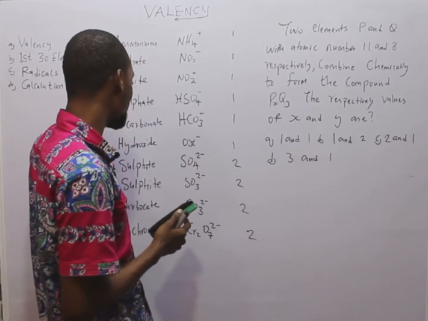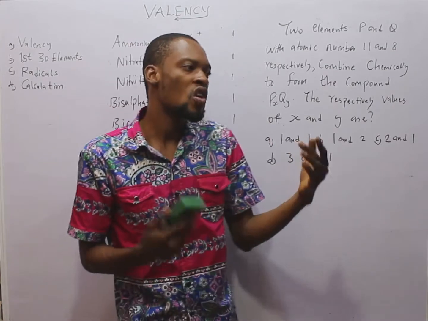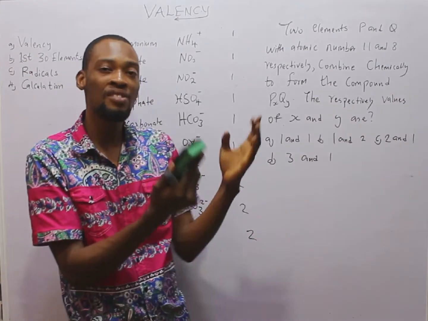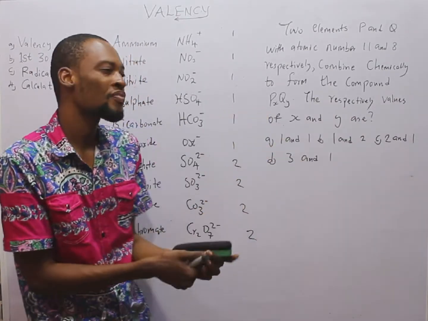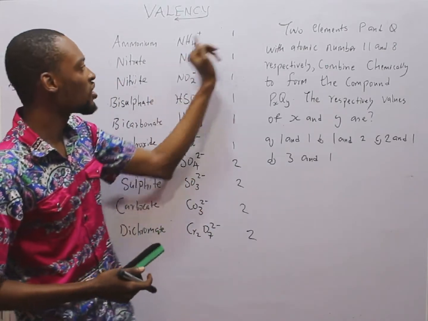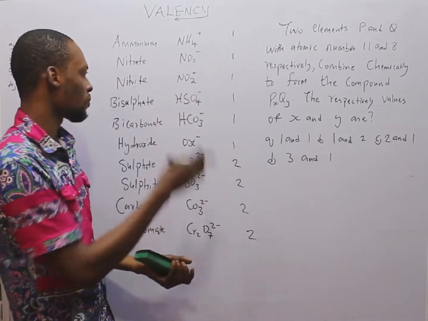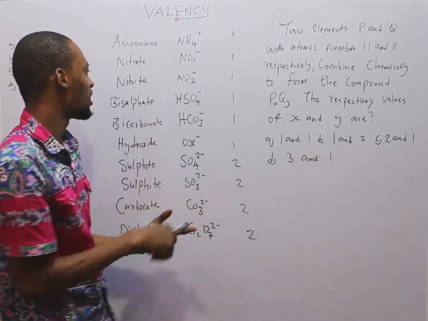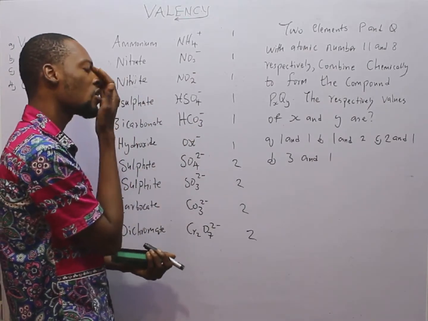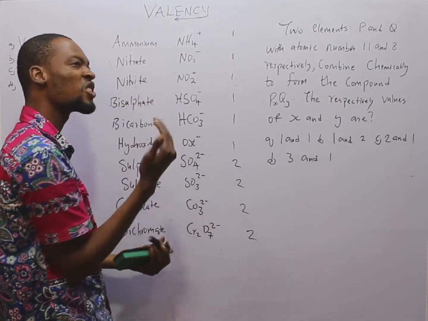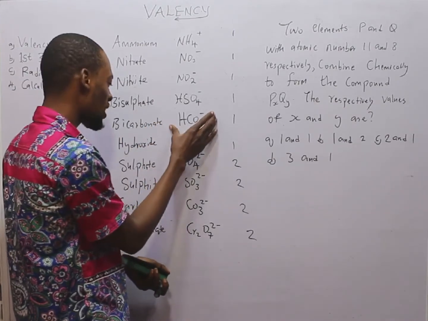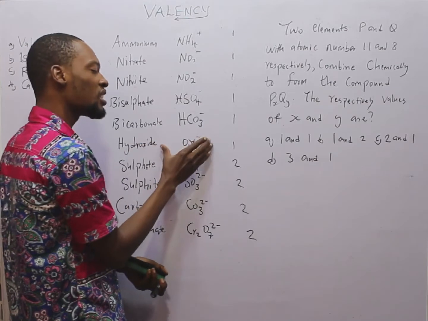Taking a look at these radicals, the law of oxidation state or oxidation number states that the oxidation number of a radical is the charge of the radical, which means for ammonium, the oxidation number is +1. For nitrate, it's -1. For nitrite, oxidation number is -1. For bisulfate, oxidation number is -1, or oxidation state is -1. For bicarbonate, the oxidation state is -1. For hydroxide, oxidation state is -1.